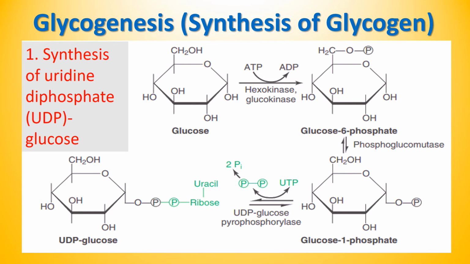In the next step, through phosphoglucomutase, glucose 6-phosphate is converted into glucose 1-phosphate. In the next step there is a utilization of UTP and production of 2 inorganic phosphates. Glucose 1-phosphate is converted into uridine diphosphate glucose by the action of the UDP glucose pyrophosphorylase enzyme. In this way the activated glucose in the form of UDP glucose is synthesized.